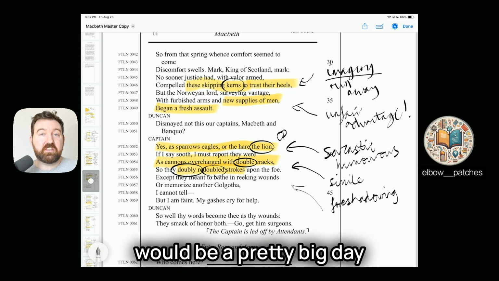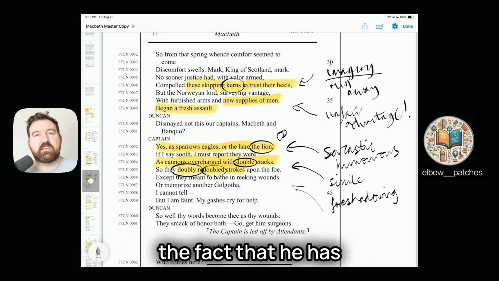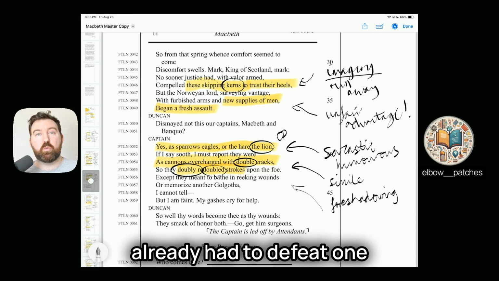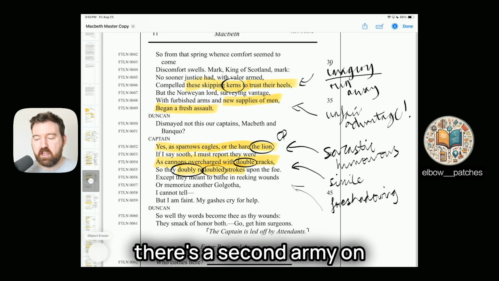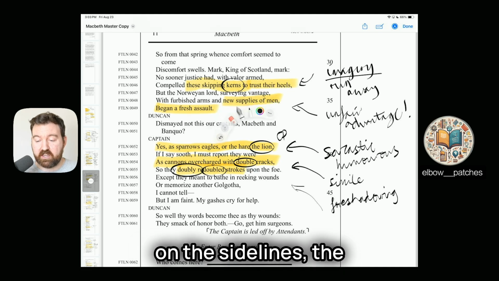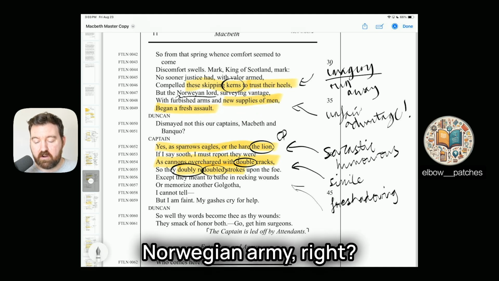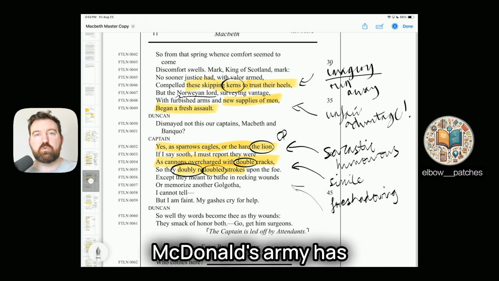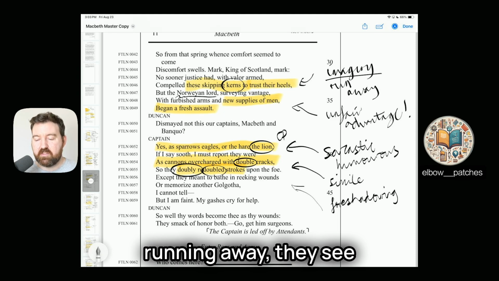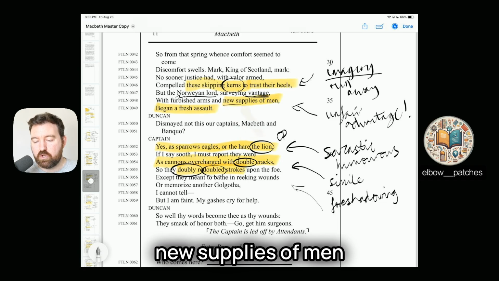And you'd think that would be a pretty big day out for Macbeth already, the fact that he has already had to defeat one army of traitors. But no, as if that wasn't enough, there's a second army that have been waiting on the sidelines, the Norwegian army, right? And the Norwegians, when they see that MacDonald's army has failed and they're running away, they see an advantage, and so they send in their men, new supplies of men, and a fresh assault.